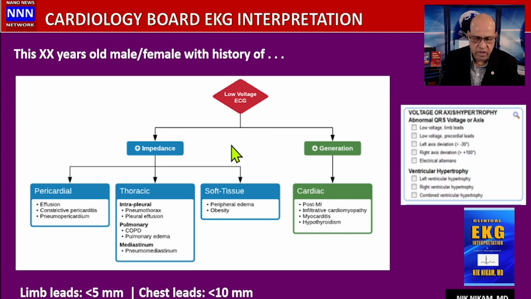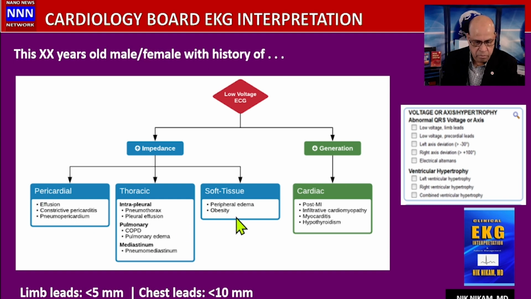One is impedance, the other one is generation of the electrical impulse itself, which may be related to myocardial infarction, cardiomyopathies, myocarditis, or hypothyroid heart disease, myxedema. Whereas there could be impedance to the electrical impulse from getting to the chest wall from the heart. And these conditions would include, of course, effusion, pericarditis, pneumopericardium, and pneumothorax, and a whole bunch of conditions that distance the heart from the chest wall, thus reducing the voltage most predominantly in the precordial leads.